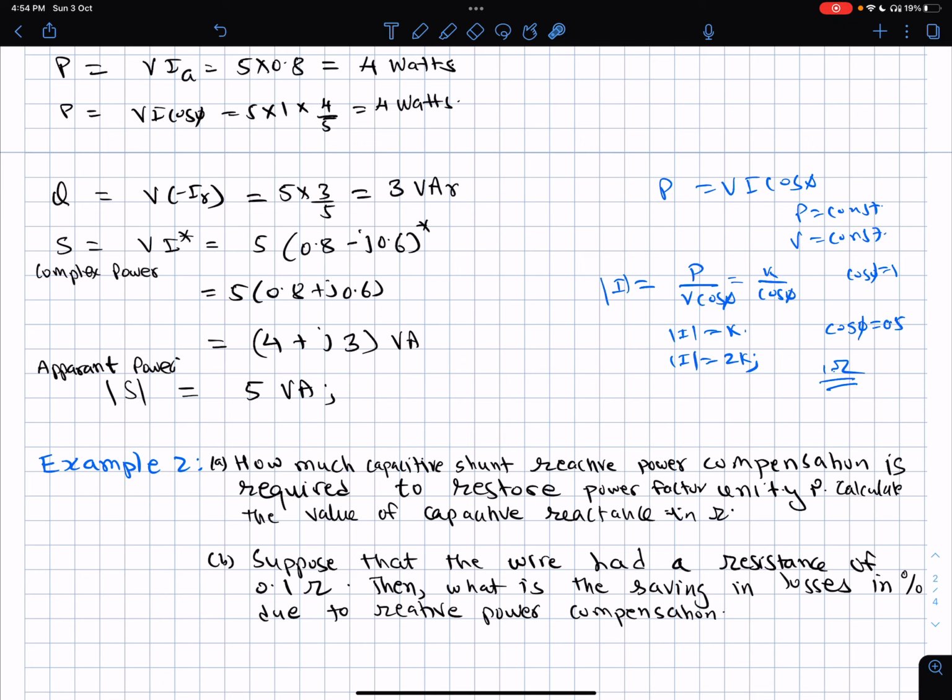So hence a shunt capacitive reactive power compensation is required, is mandatory, not exactly at the residential load level, but at the industrial load level, and at a higher level. This is always practiced, to always keep on correcting the power factor so that the currents are more or less in phase with the voltage.